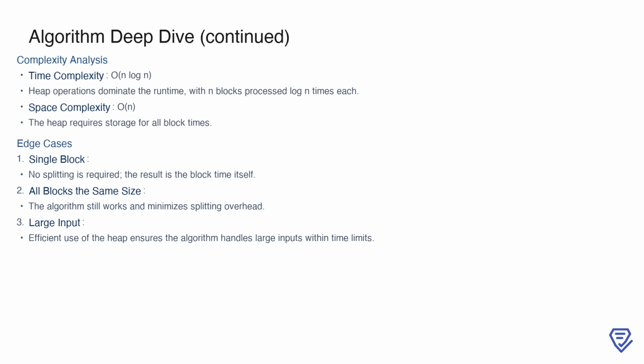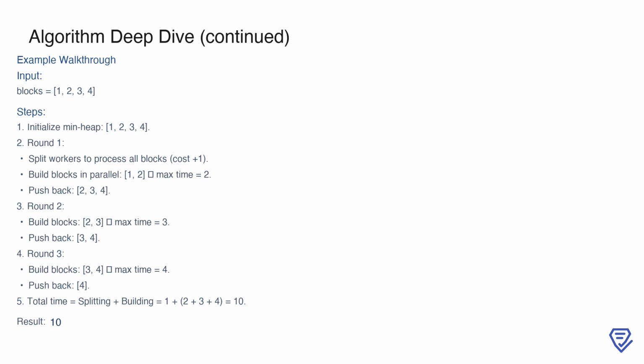Several edge cases must also be considered. For a single block, no splitting is required, and the result is simply the block time. If all blocks are the same size, the algorithm still ensures minimal splitting overhead by processing blocks efficiently in parallel. For large inputs, the heap's efficiency ensures the algorithm remains within computational limits, making it robust enough to handle diverse scenarios. To better understand the algorithm, let's walk through an example with blocks equals [1, 2, 3, 4].